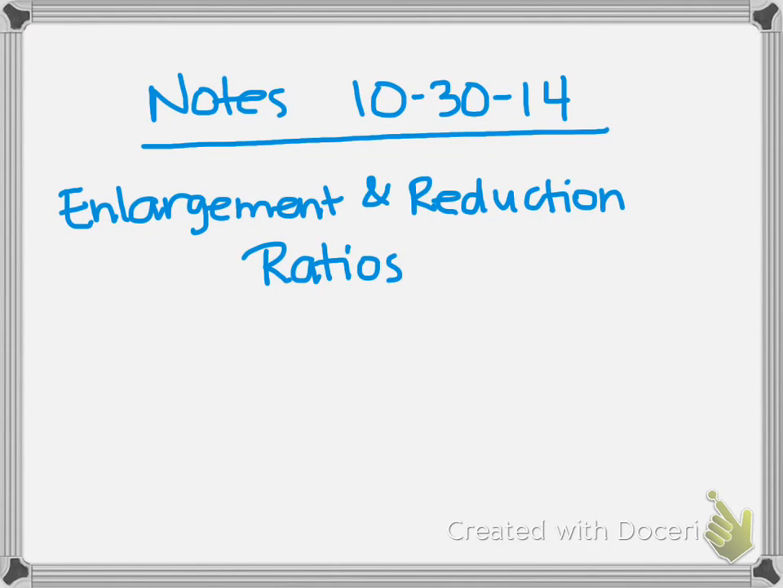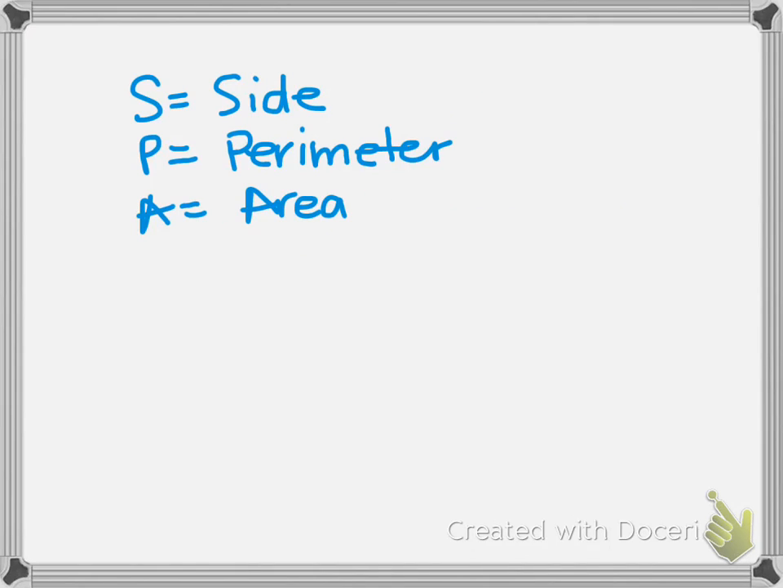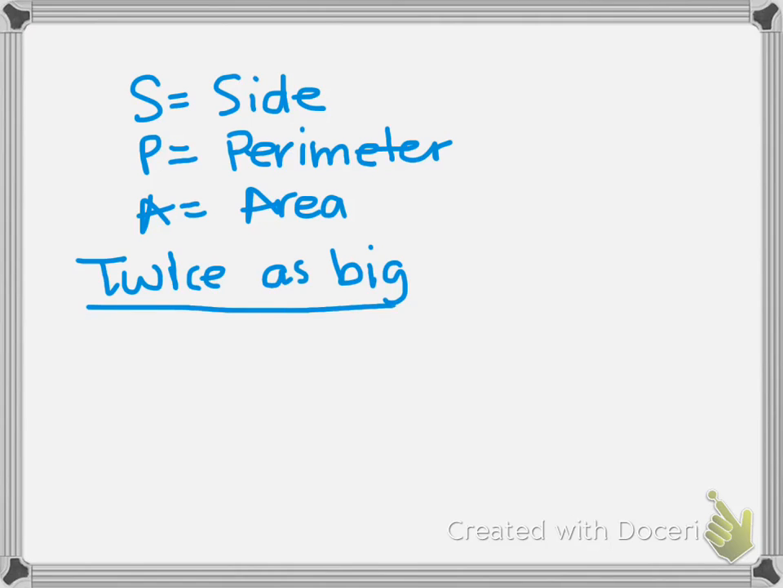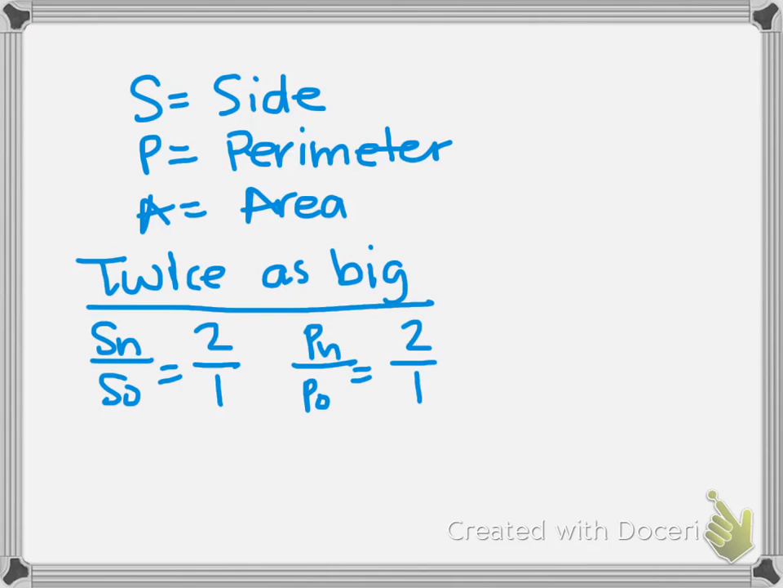Notes from October 30th, enlargement and reduction ratios. Okay, S stands for side, P stands for perimeter, and A stands for area. If you're making something twice as big, then the side ratio is going to be 2 to 1. The perimeter ratio is also going to be 2 to 1. And the area ratio is going to be 4 to 1.